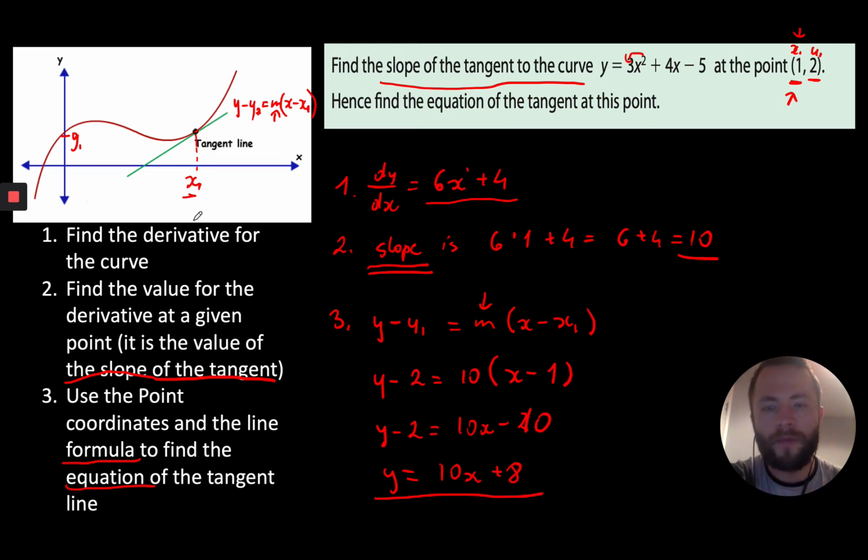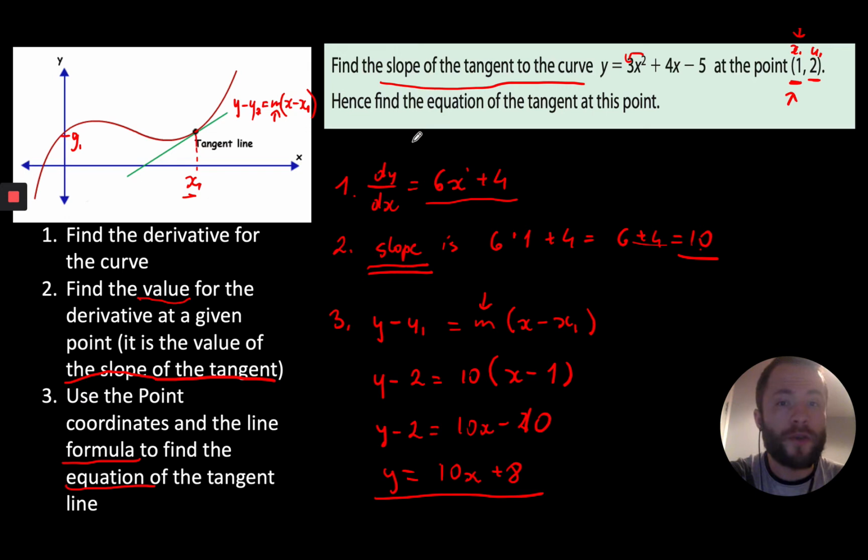Step 1, we find the derivative of the curve. Our curve is 3x squared plus 4x minus 5. Derivative of that curve is 6x plus 4. Then we find the value, so that has to be a number. We find the number that comes out from the derivative at a given point. The given point has coordinates of 1 and 2. We take the x coordinate and put it into our derivative. So then the slope will be equal to 6 times 1 plus 4, which is equal to 10. So that's the slope of the tangent at this point.